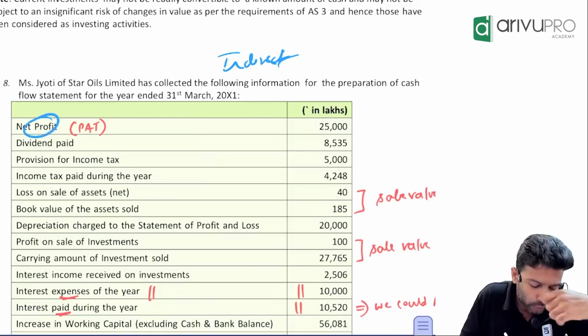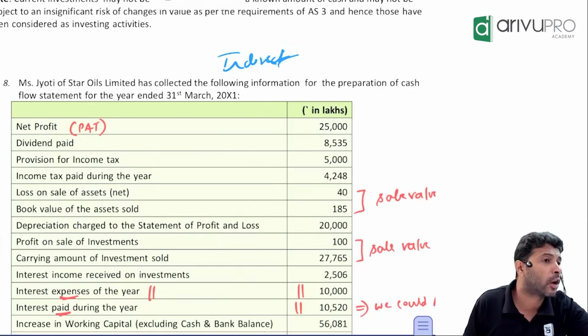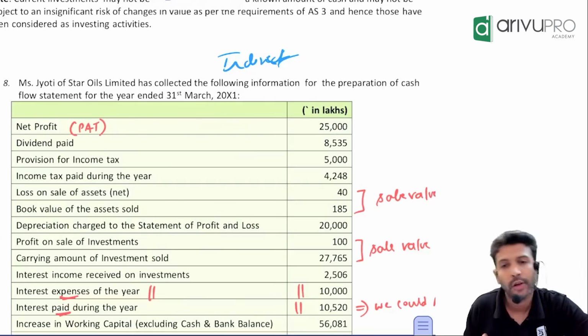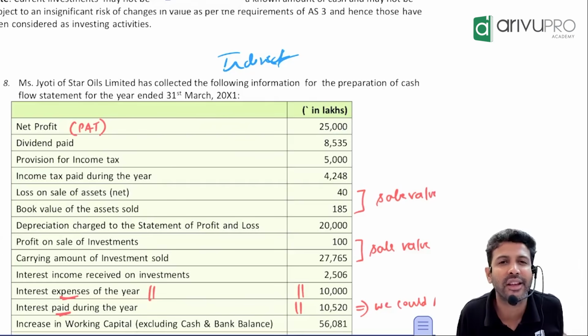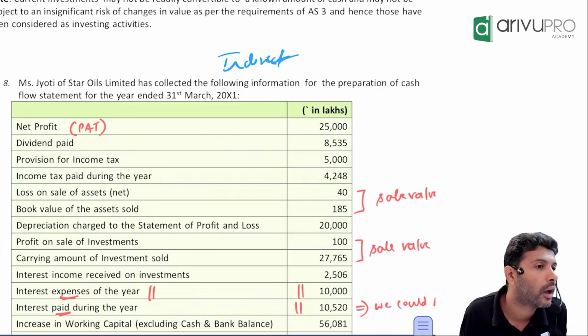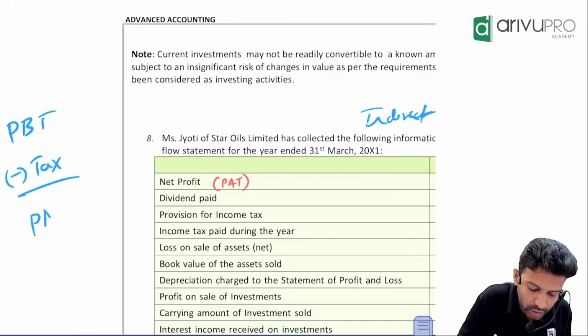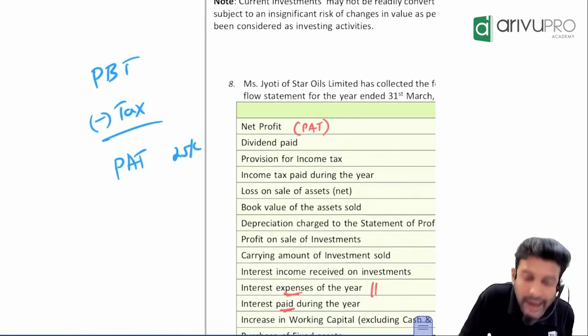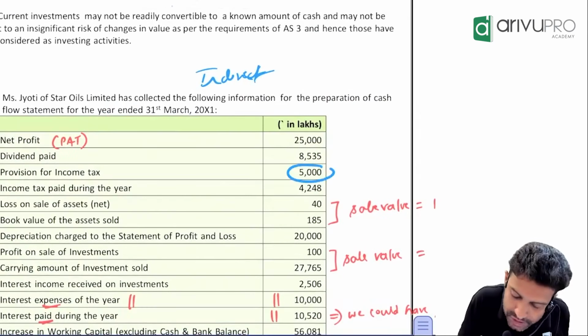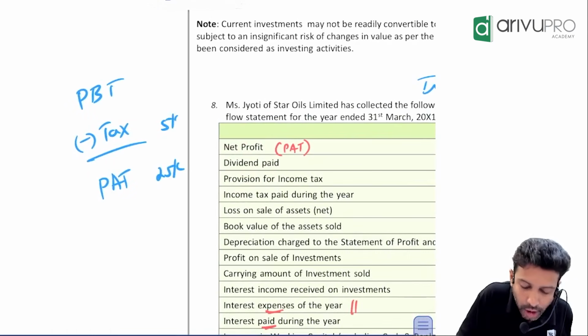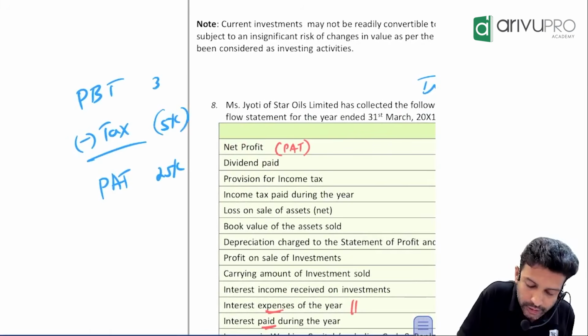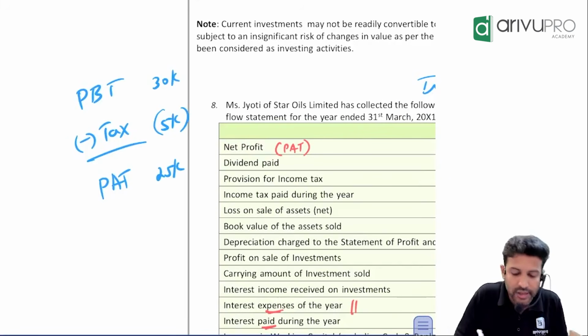Sir, they have given net profit. What did I say? Whenever they give you net profit, it always means PAT. How much? 25,000. But AS 3 says start with PBT. First you take profit before tax, from that you reduce tax, then only you get PAT. If PAT is 25,000 and provision for tax is 5,000, how much is PBT? 30,000. ICAI's suggested answer will always start at 30,000.